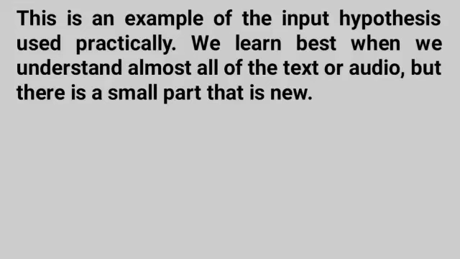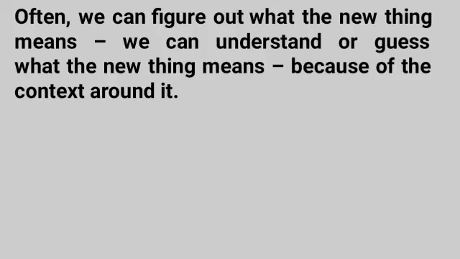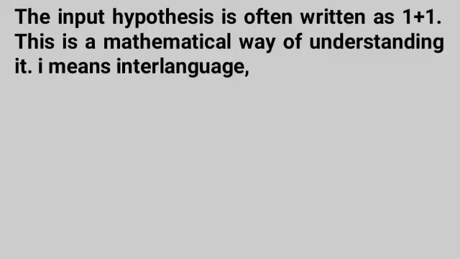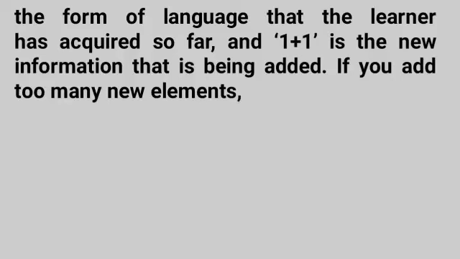We learn best when we understand almost all of the text or audio, but there is a small part that is new. Often we can figure out what the new thing means. We can understand or guess what the new thing means because of the context around it. The input hypothesis is often written as i + 1. This is a mathematical way of understanding it. i means interlanguage, the form of language that the learner has acquired so far, and +1 is the new information that is being added.